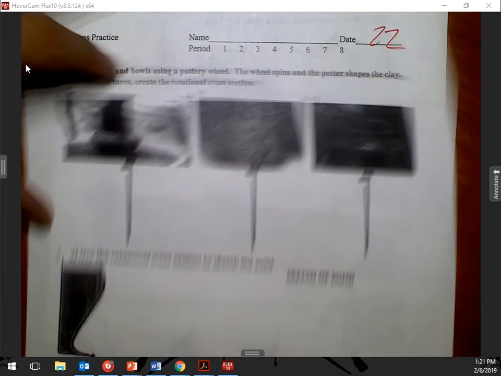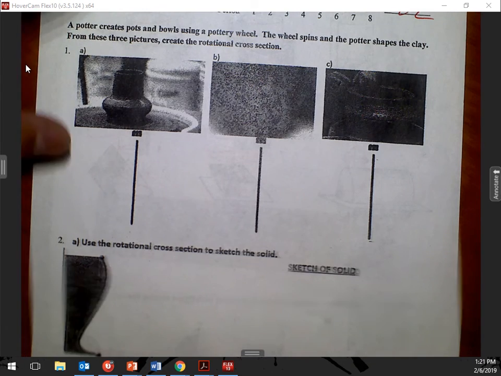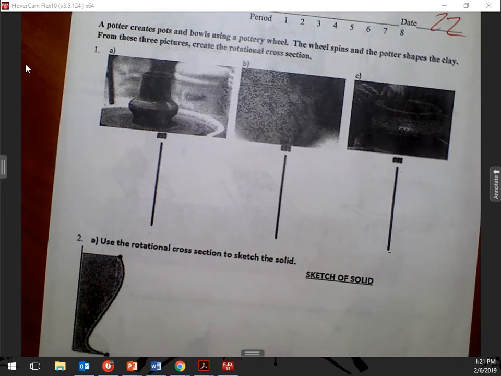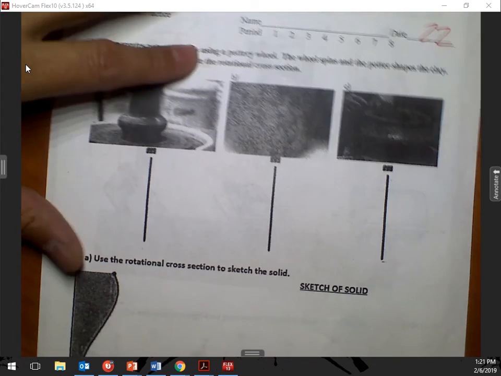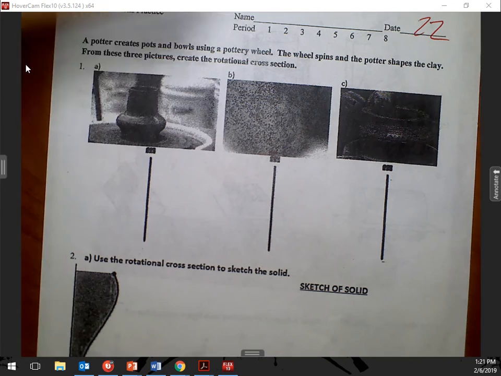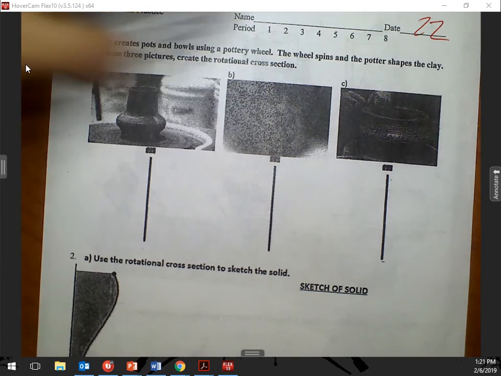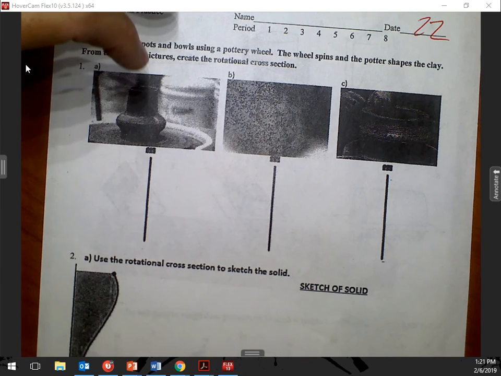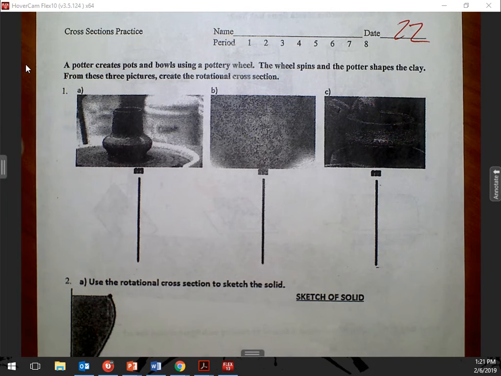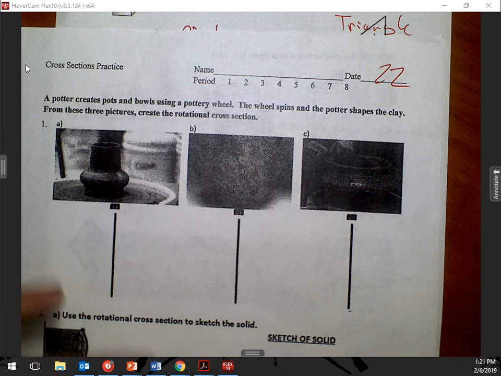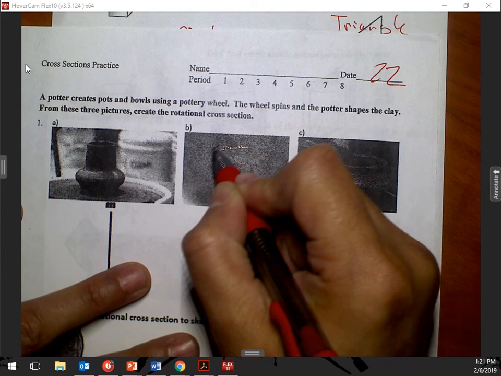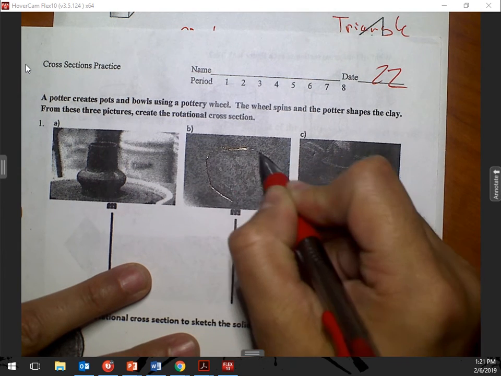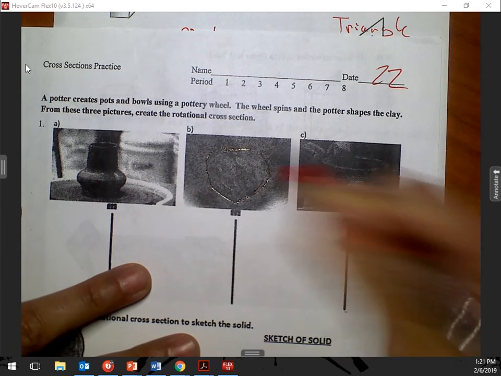Page 22. This is your guys' practice. What about the back? The pictures are dark. You can't tell. They're just two different shaped vases. They're just pottery. All right. So you guys can actually see what this one is. This one's almost a heart shape, so it goes like this.